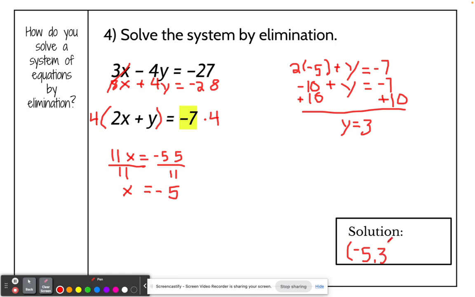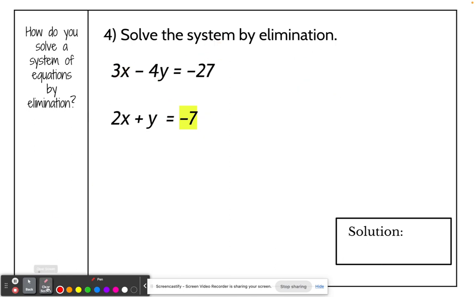Let's check to make sure it works on the second equation, since it worked on this one. 3 times negative 5, negative 15. Minus 4 times 3 is 12. Negative 15 minus 12 is, in fact, negative 27. So it works for both. So I know my answer is right.